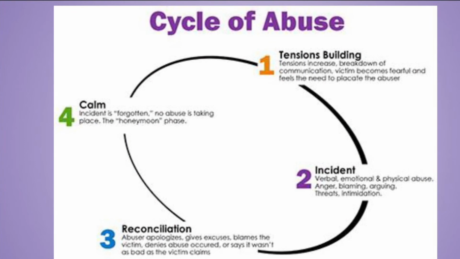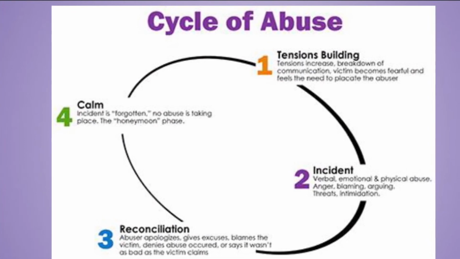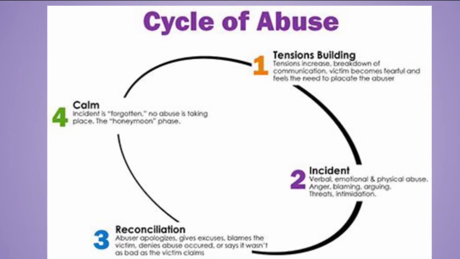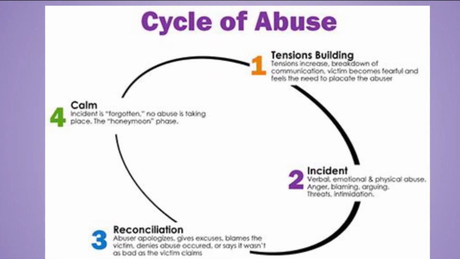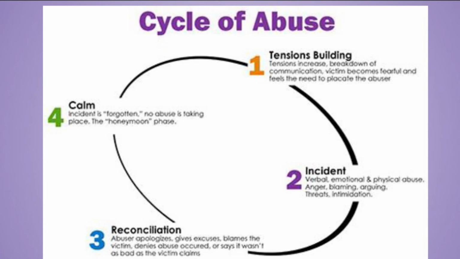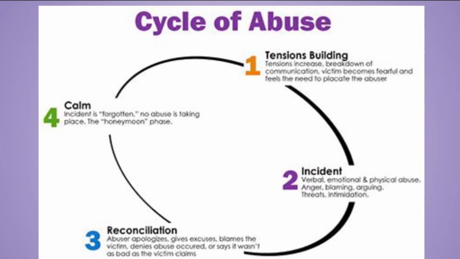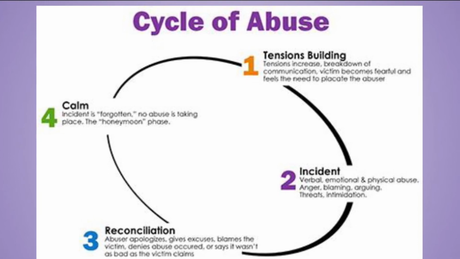Cycle of abuse, there are 4 main steps. Step 1 is tensions build. Tensions increase, breakdown of communication, the victim becomes very fearful. Step 2, incident. Verbal, emotional, and physical abuse, anger, blaming, arguing, threats, and intimidation.